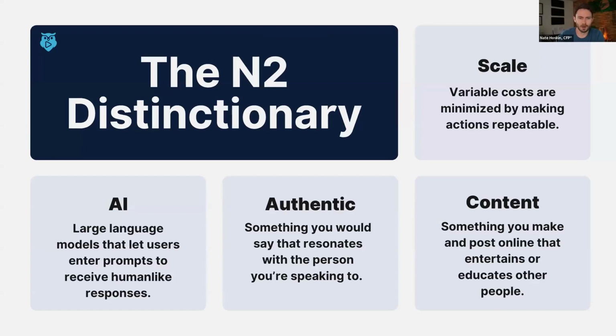So when we talk about AI, artificial intelligence, we are specifically talking about large language models, LLMs, that let users enter prompts to receive human-like responses. Most of you have probably used ChatGPT. That is just the tip of the iceberg because ChatGPT within it has about 16 different models, not to mention things like Gemini and Claude and all of the other competitors in that space. That's what we're going to be talking about today and the ways to really maximize those tools.